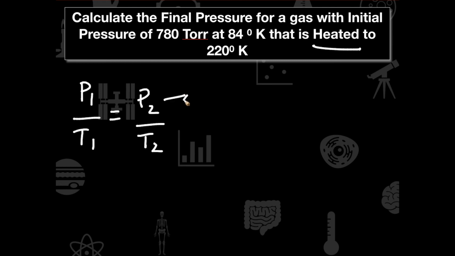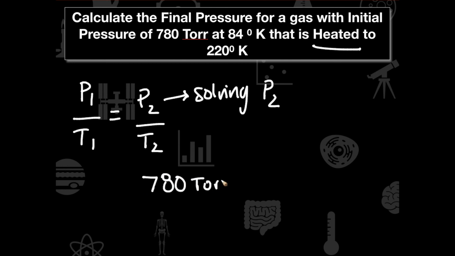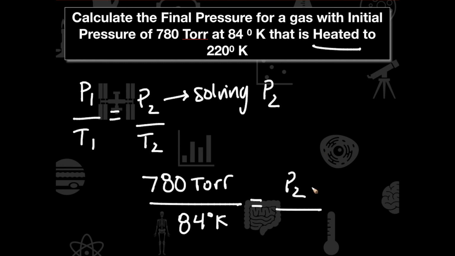All right, and then our last one here. Calculate the final pressure for a gas with an initial pressure of 780 torr at 84 degrees Kelvin that we are heating up to 220 degrees Kelvin. P1 over T1 is equal to P2 divided by T2. Again, we are solving for P2. We will do more problems where we solve for the other variables. Let's go through. Initial pressure, 780 torr with our initial temperature of 84 degrees Kelvin. Set this equal to P2, and we're heating this up to 220 degrees Kelvin.